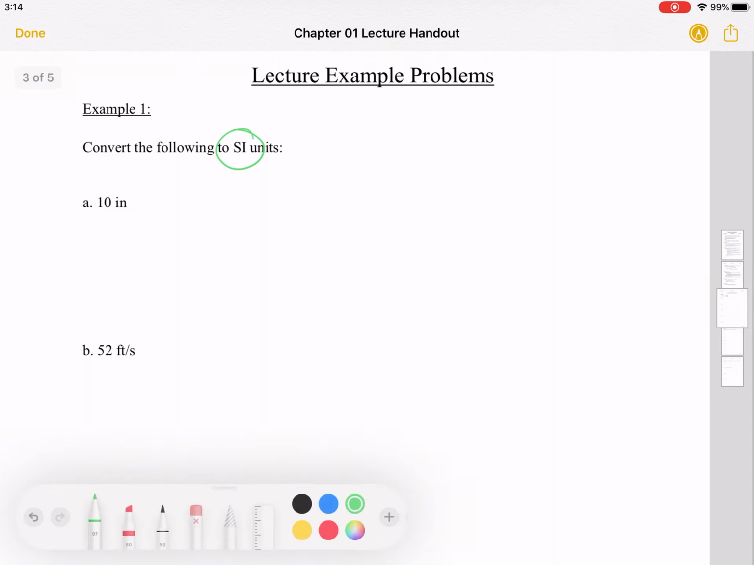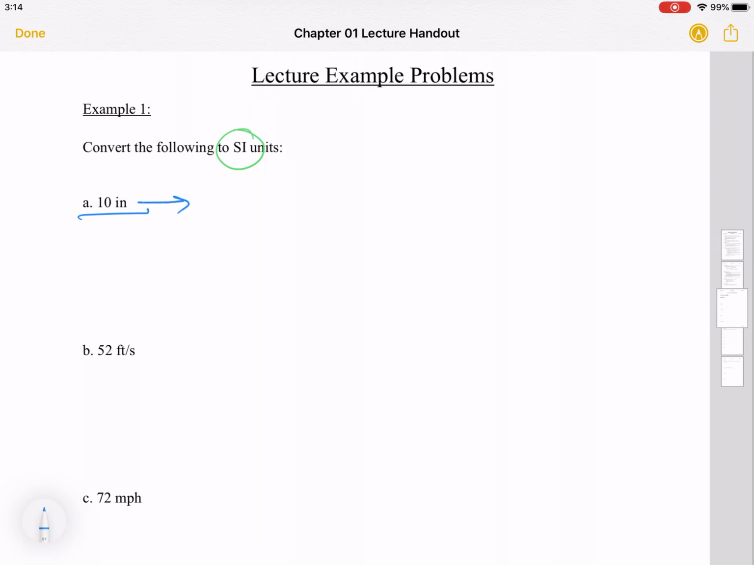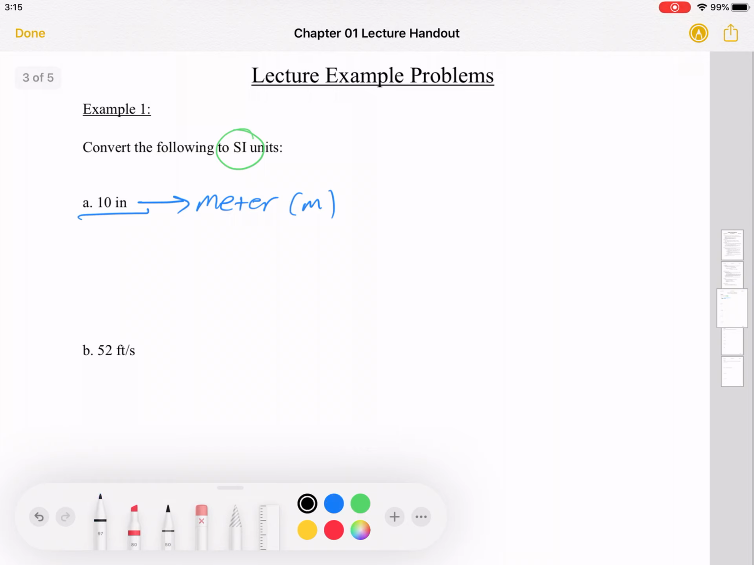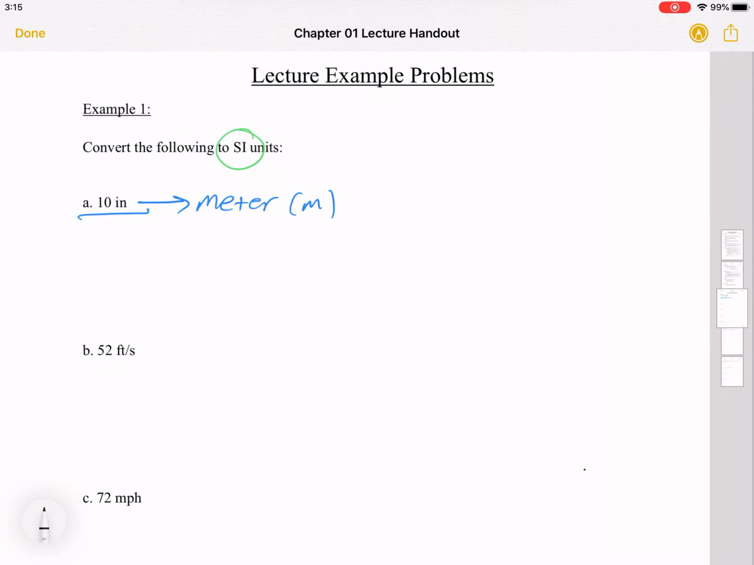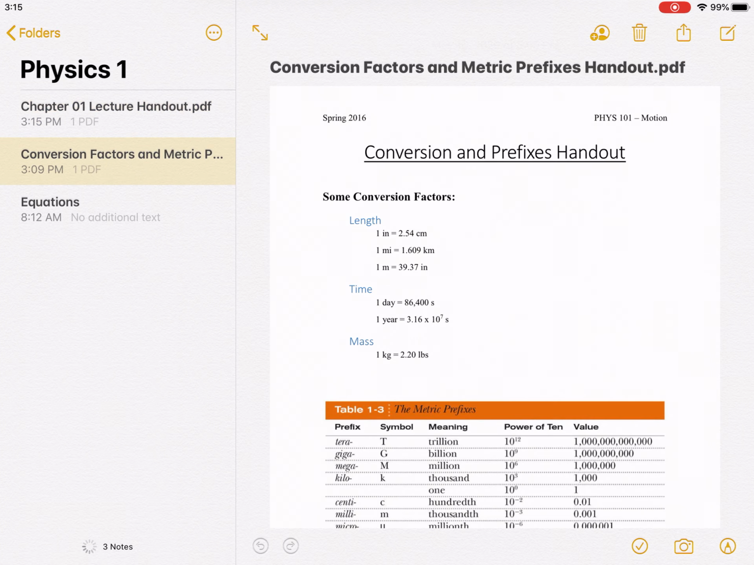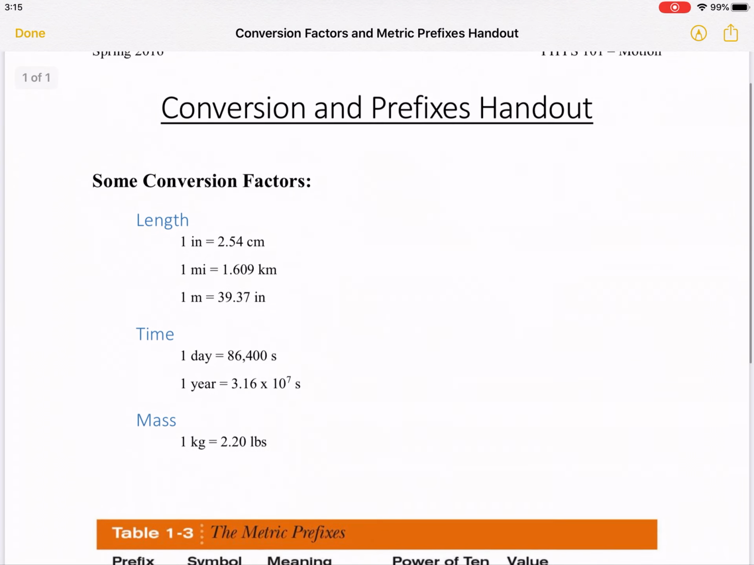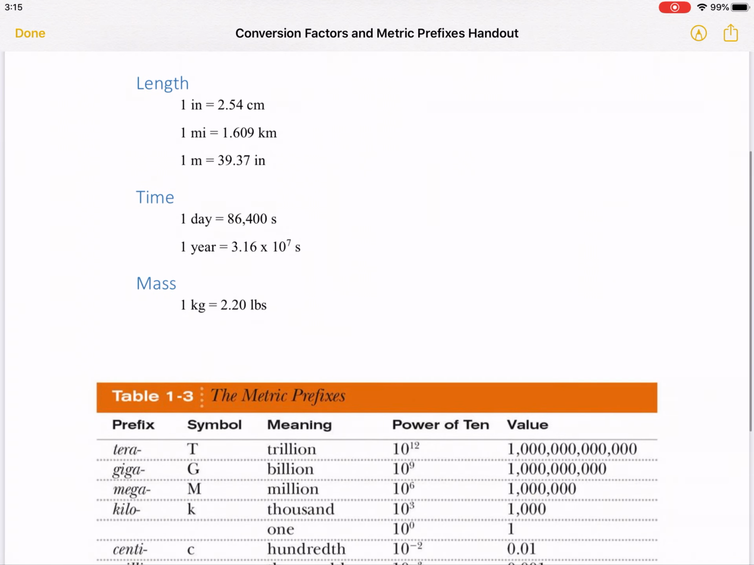So let's say we have 10 inches, and we'd like to convert it to the SI unit. The official SI unit for length, because an inch is a length, is the meter, right? Abbreviated with a lowercase m. So we're going to go from inches to meters. What I need to do this is a conversion factor. And a conversion factor is just an equality. It wouldn't be great if I had a list of those somewhere on a page. Oh, hey, right here. Here are some conversion factors. This is by no means a complete list, but it is a short list.